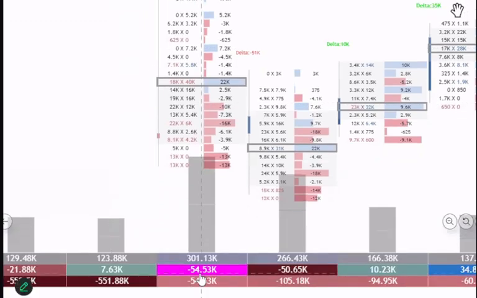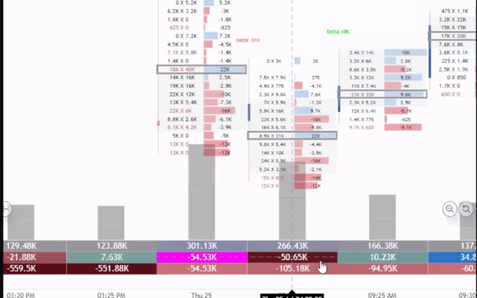A huge amount of selling. Delta is minus 54K. Next candle, another minus 50K. So 100K of sellers got sold in the market right at the open, in the first 10 minutes. That is very crucial information, which I will not get in a candlestick. In a candlestick I'll just see some volume that has happened, but I do not know what has happened in that volume.